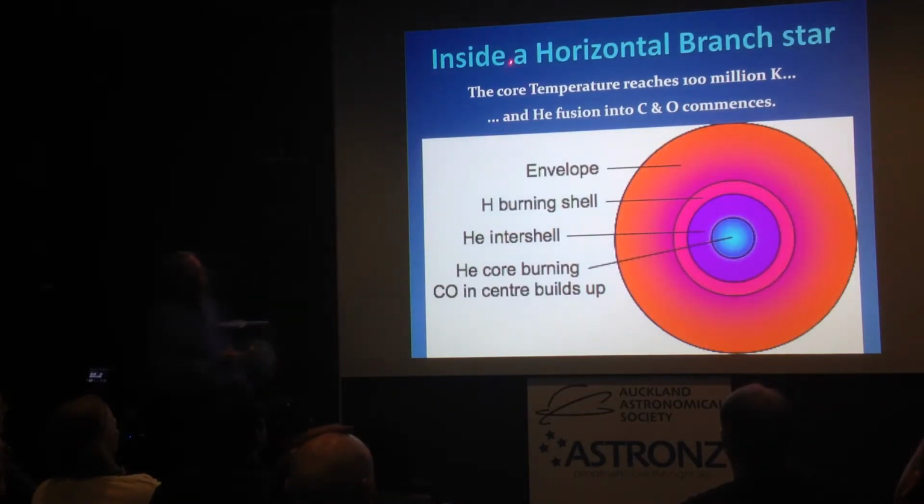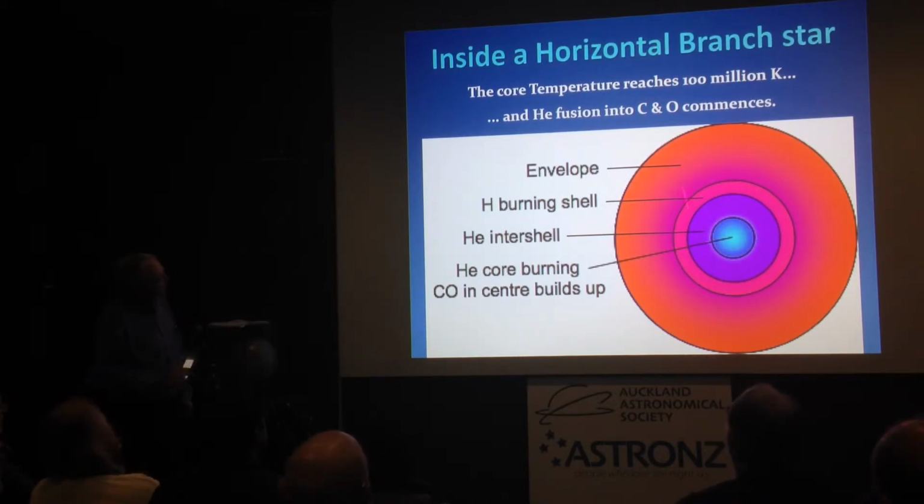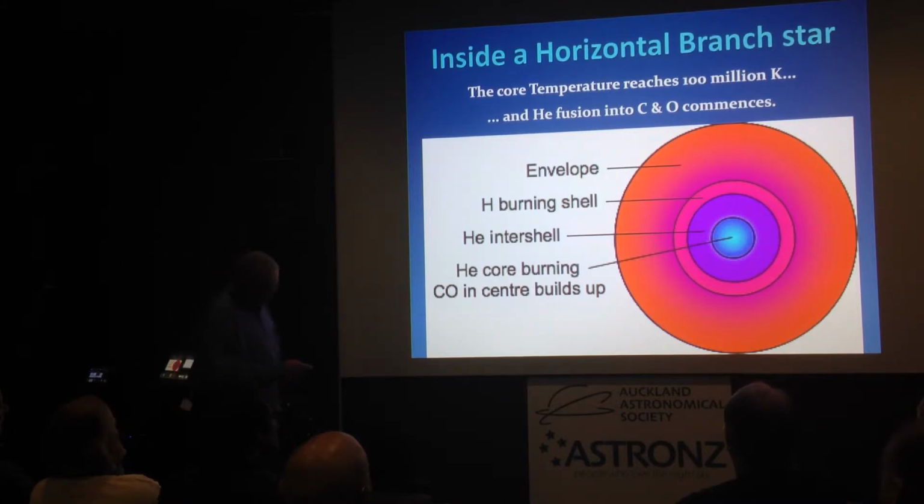So let's have a look at what's going on inside one of these horizontal branch stars. The core temperature has reached 100 million degrees, and helium is converting into carbon and oxygen here. You get a little helium intershell here. It's not quite burning yet, it's just sitting there. But you've still got the outer hydrogen shell, busy still fusing hydrogen into helium. And then you've got the envelope around it. So that's what's going on inside.